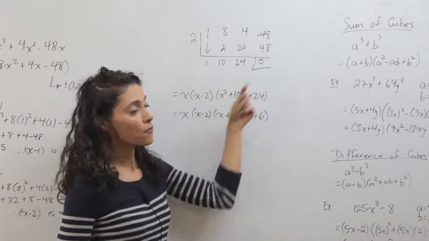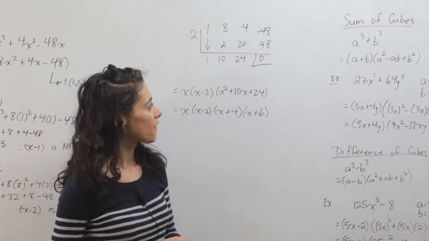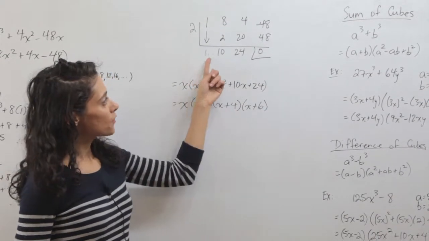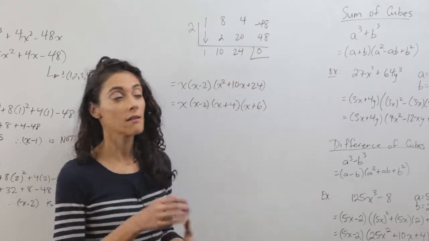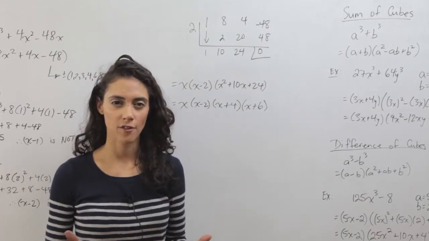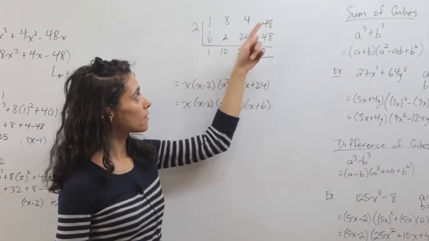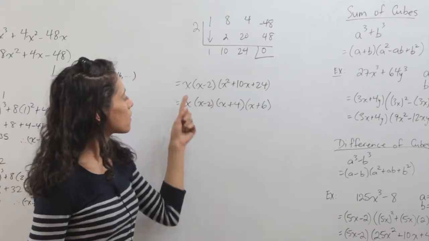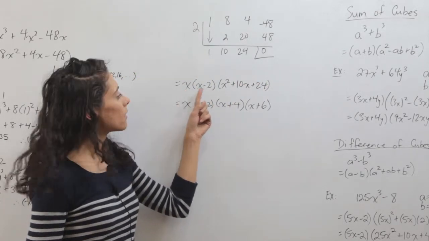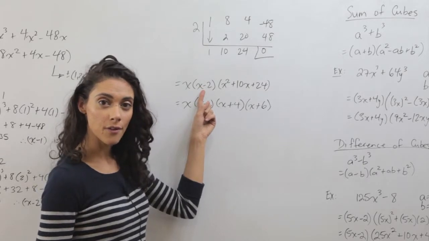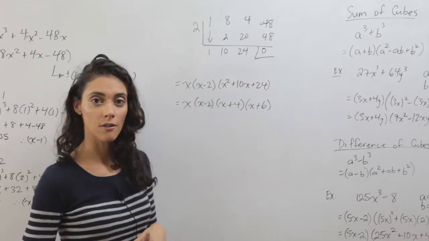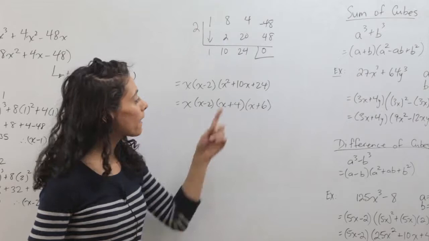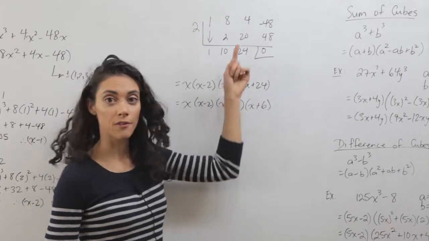This is a good check. My remainder is 0, so that's good. I did find a factor after all. This answer that we get at the bottom, remember, these are the coefficients of the answer. I started with a cubic. I divided by a linear. This is quadratic. So here's the factor I pulled out, x. Here's the factor I found using the remainder theorem, or the factor theorem. I found that 2 was a 0, and therefore x minus 2 is a factor. Here's the factor I found through division.